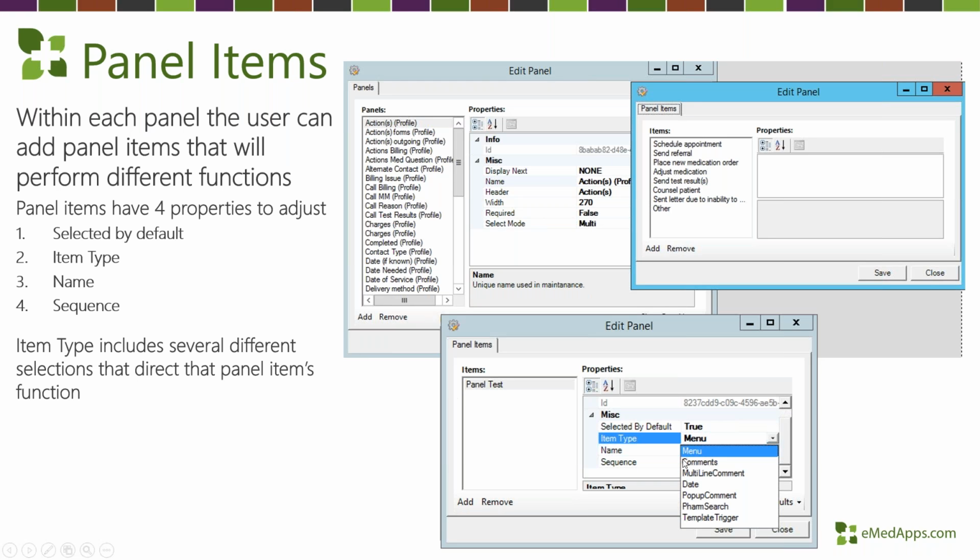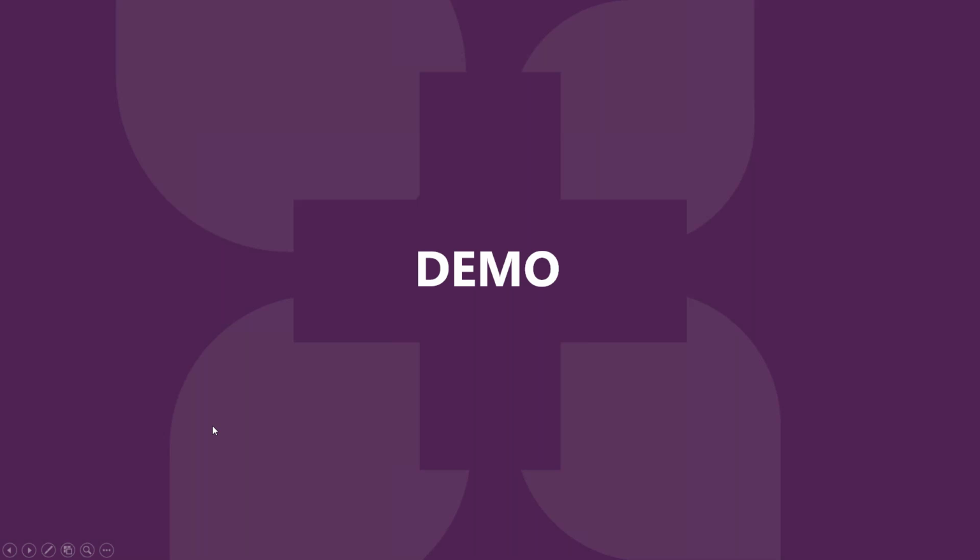And then sequence, you can't see it because of the screenshot, but under sequence, that's how you order your panel items. That's how you order your different panel item selections right here under items where it says schedule appointments and referral. You would just start out, the top one is one, and then on the way down, just working your way down through the different selections. Okay, so now I'm going to take you to that demo.